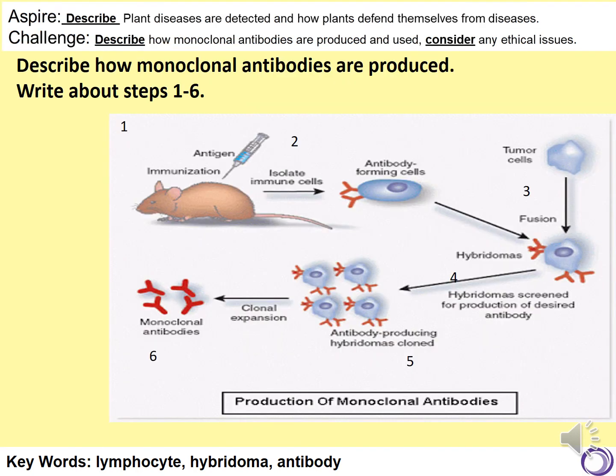Okay. This is a brilliant diagram, and this is an essay plan in itself. It's really important that we can go through each of the stages that are here. So the first thing I want to point out to you is that there are 6 stages on the diagram above. You can see that there are some key words in here. Step 1 has the word immunisation. Step 2 has the word isolate. In step 3 we have the word fusion, the joining together.